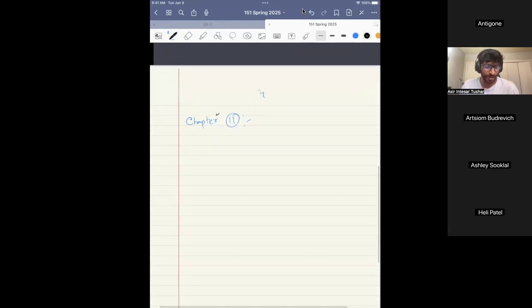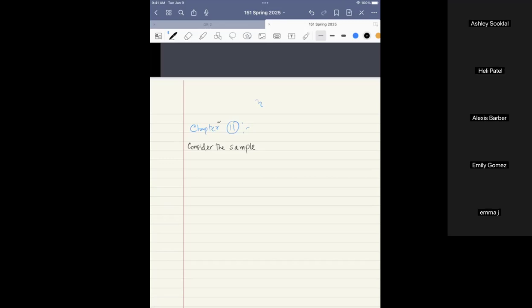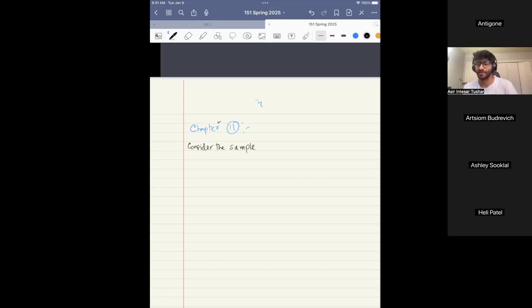So what we're gonna do is start with an example of what we were doing on Monday. Let's consider the sample space. You guys can see my iPad, right? Can you see my iPad in your Zoom as I'm sharing it? Yes. Okay, thank you.